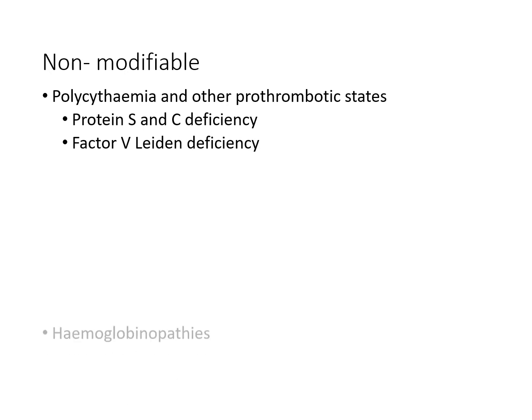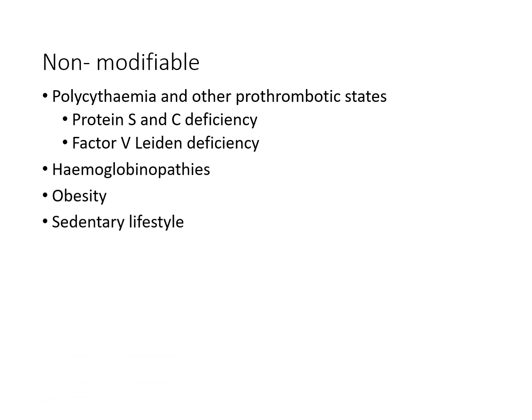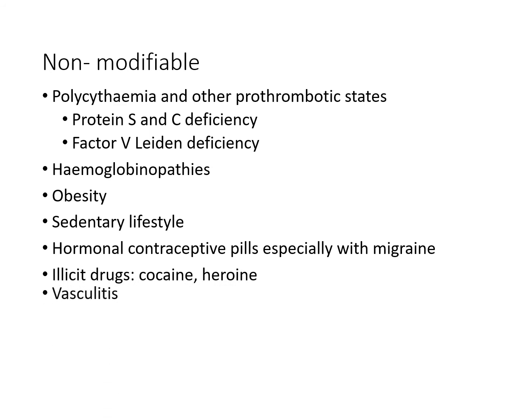Other risk factors, these ones are rare: polycythemia and other thrombotic states, hemoglobinopathies, particularly sickle cell disease, obesity and dyslipidemia. They are associated. Sedentary lifestyle, use of contraceptive pills because contraceptive pills create a hypercoagulable state. Estrogen inhibits the synthesis of antithrombin 3, which helps to reduce coagulation. So use of contraceptive pills actually puts the person at risk for stroke. Illicit drug use, cocaine, heroin, vasculitis, surely giant cell vasculitis, and recurrent transient ischemic attack.